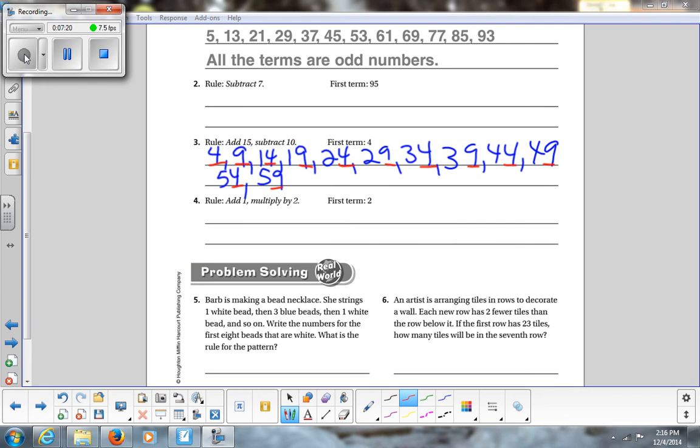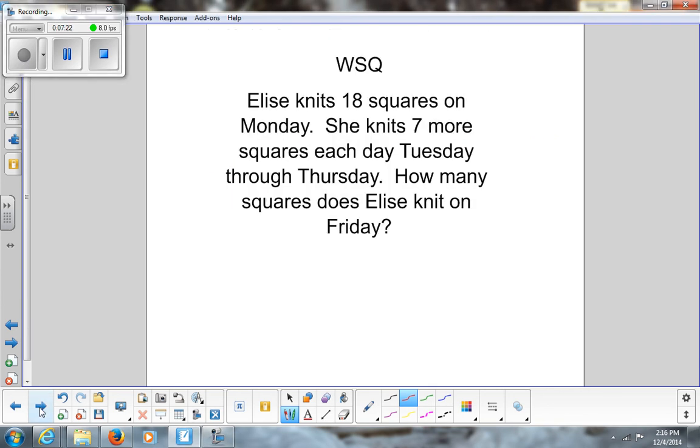All right, so you can finish the rest of your homework on your own. Your WSQ: solve this problem. Elise knits 18 squares on Monday. She knits 7 more squares each day, Tuesday through Thursday. How many squares does Elise knit on Friday? So we've got Monday, Tuesday, Wednesday, Thursday, Friday. So we're starting off, right, with 18 squares.